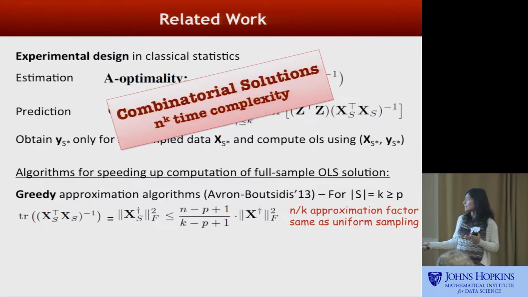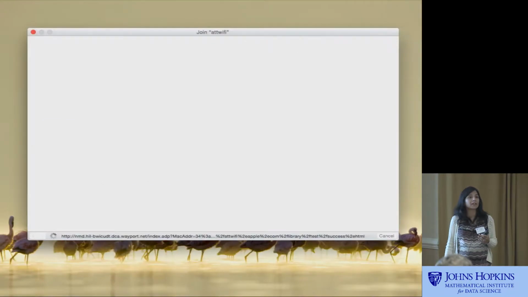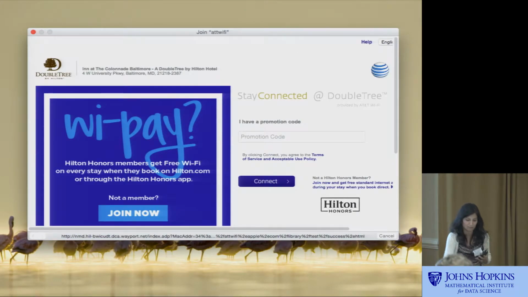The issue is that this is actually the same as uniform sampling. You can find worst case matrices for which this will hold true, right? So while it's nice because it gives you a guarantee for how well you can approximate the full sample OLS, I want to ask the question, can we improve this approximation factor if we care about not the full sample?